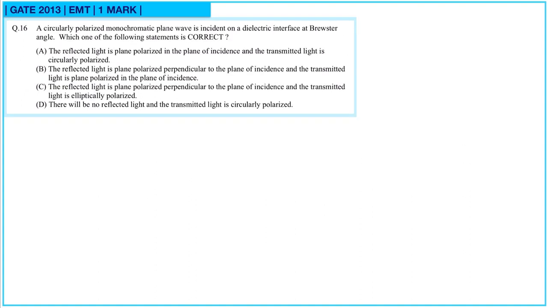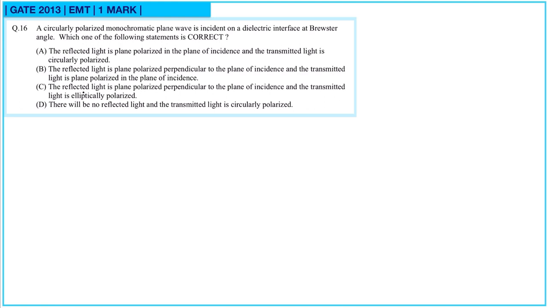Next question. A circularly polarized monochromatic plane wave is incident on a dielectric interface at Brewster angle. Which one of the following statements is correct? Now circularly polarized light is a combination of two plane polarized waves that are perpendicular to each other and have a phase difference of 90 degrees. Option A: the reflected light is plane polarized in the plane of incidence and the transmitted light is circularly polarized. Now at Brewster's angle, the reflected light will have no parallel component because it is minimized to 0 at this angle. So it will leave only the perpendicular component. So reflected light will have the perpendicular component.